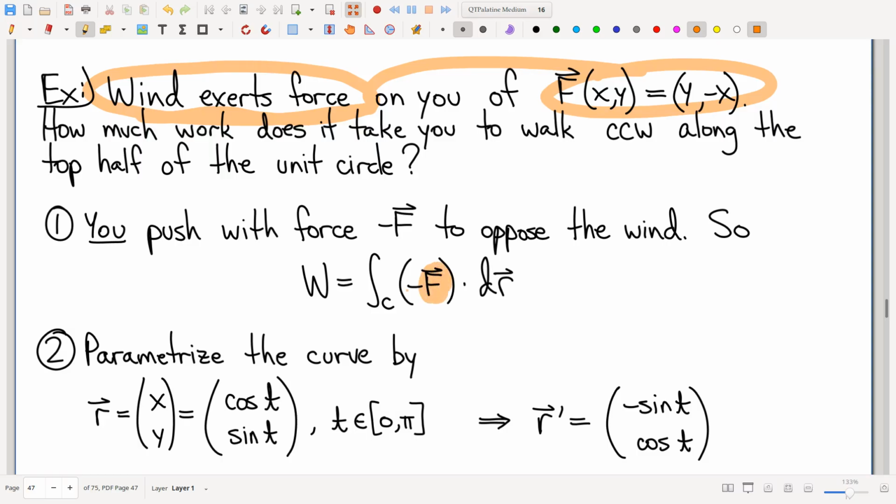Right? That's what the wind is doing. If the question we're asking is, how much work does the wind perform? Then that would be the correct force to use. But notice that's not what the question asks.